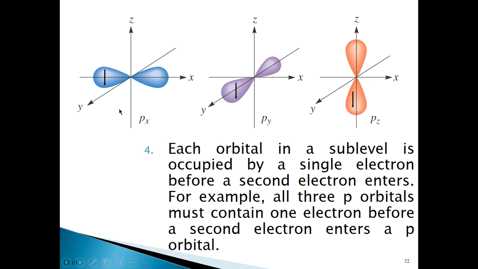And then if you have any more electrons, they will be assigned like this. In other words, you add each electron singly to each orbital, and then if you have any more electrons to add, you add them to each orbital until they're completely filled.